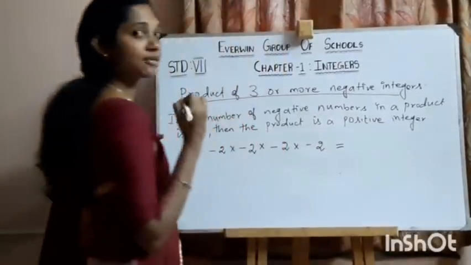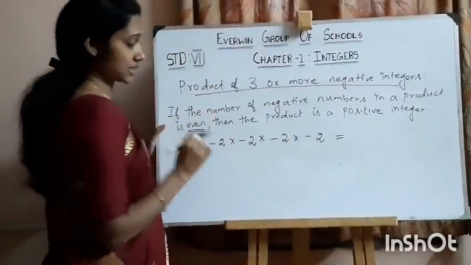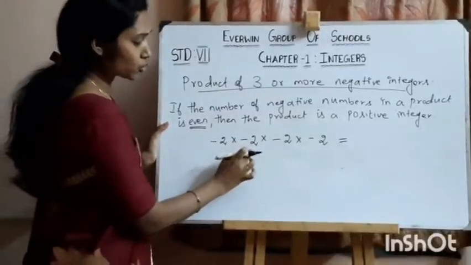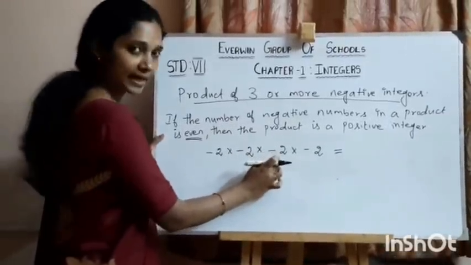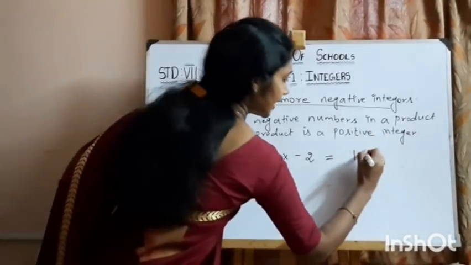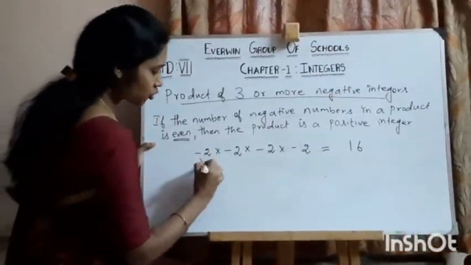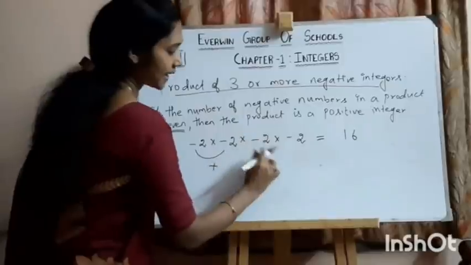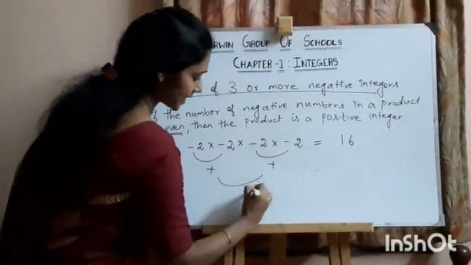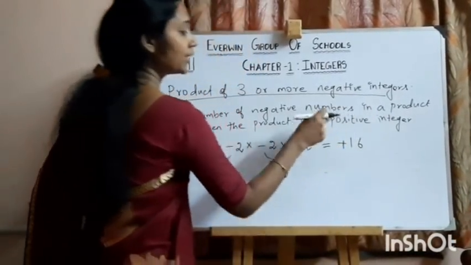What will be the answer for this? They are telling that its product will be a positive integer. So, consider only the numbers. 2 2s are 4, 4 2s are 8, 8 2s are 16. I am just multiplying the numbers, so it will be 16. And what about the sign? Minus into minus will be plus. Minus into minus will be plus. Plus into plus will be plus. So what will be the sign of the 16? It will be plus. That is what they mean here.